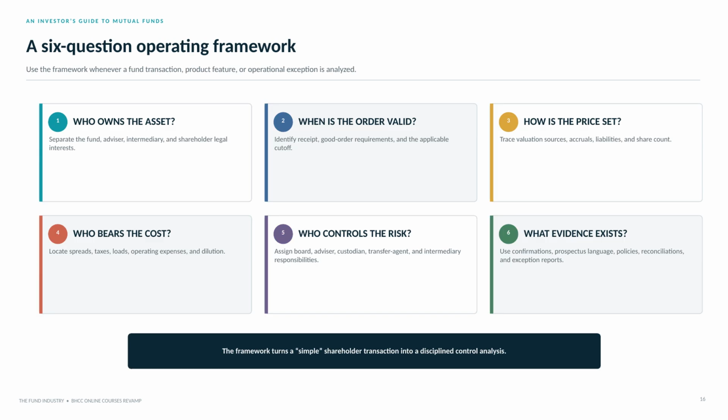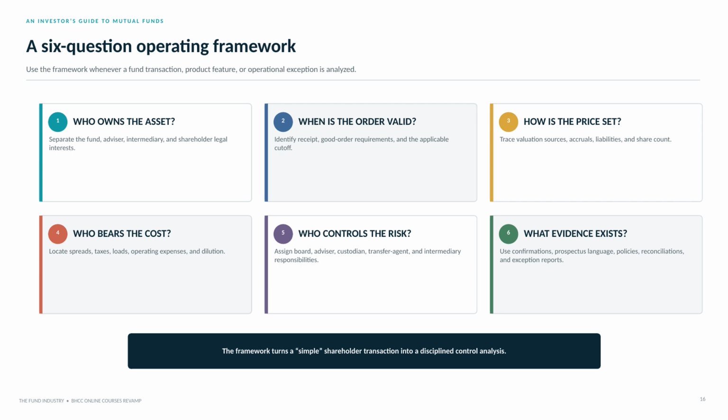Use this 6-question framework whenever you analyze a fund transaction or operating exception. First, who legally owns the asset: the fund, the advisor, an intermediary, or the shareholder? Second, when did the order become valid and in good order? Third, how is the price set, including valuation sources, accruals, liabilities, and share count? Fourth, who bears the economic cost, including spreads, taxes, sales charges, operating expenses, or dilution?